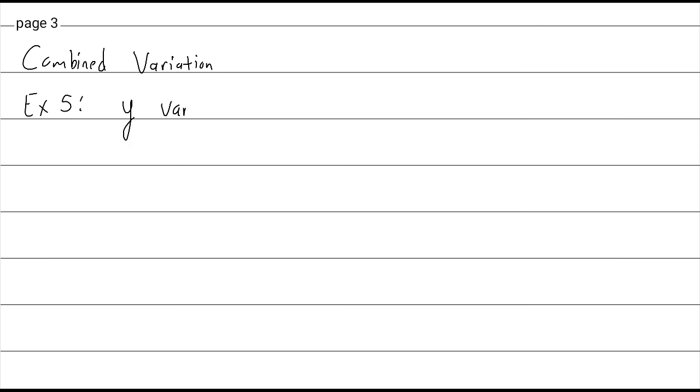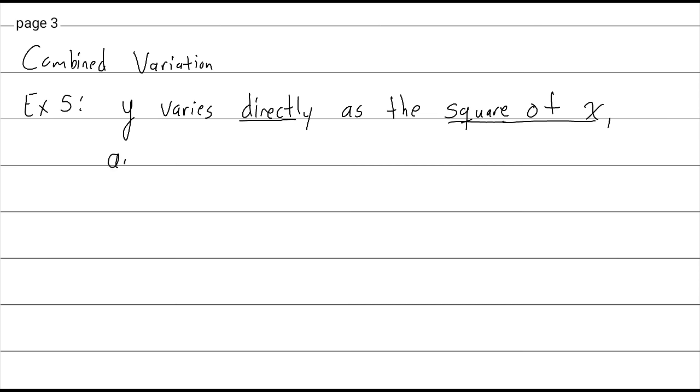Y varies directly as, that's a keyword, the square of x. The square of x. Okay, we'll talk about that in a second. And y equals 6 when x equals 3. Okay, y varies directly. Y equals k times x, except this time, it's not x. It's the square of x. X squared. All right, that's all it means. X squared.